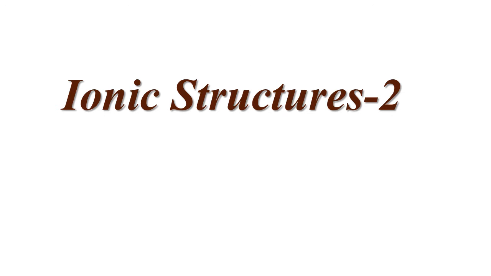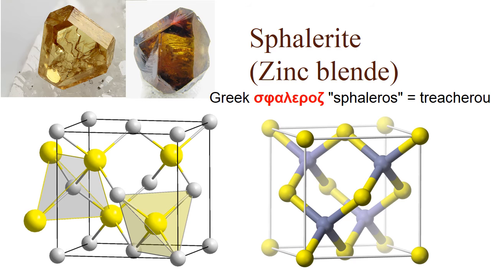Continuing our description of ionic structure. Before that, we ended with sodium chloride and cesium chloride cubic structures, ratio cation to anion one to one. Coordination numbers in sodium chloride was 6, octahedral, and 8 for cesium chloride cubic.